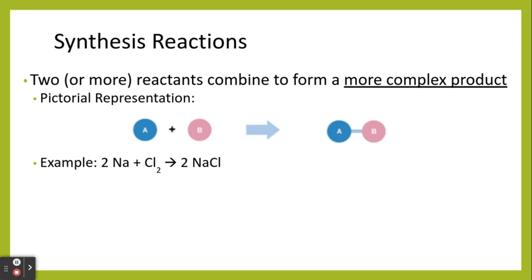Okay, the opposite of decomposition is synthesis. So we take two or more simple reactants and we combine them together, so they form a bond to give us a more complex product. If we look at the pictorial representation of this one, it's pretty much the exact opposite of the decomposition reaction. We have two simple things and they're forming a bond, so they're going to be attached together for the product. An example of this is two sodium atoms combining with two chlorine atoms to give us sodium chloride, which is also known as table salt.